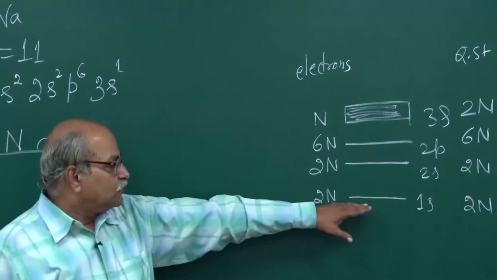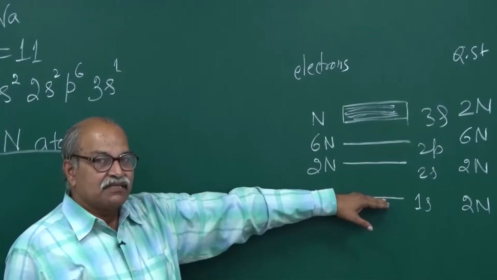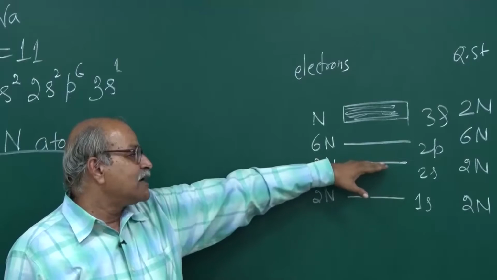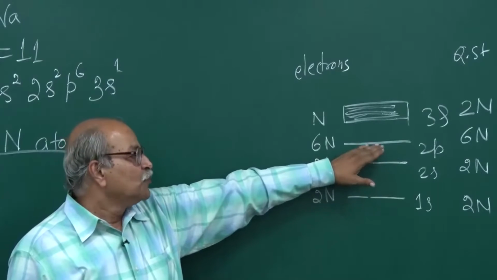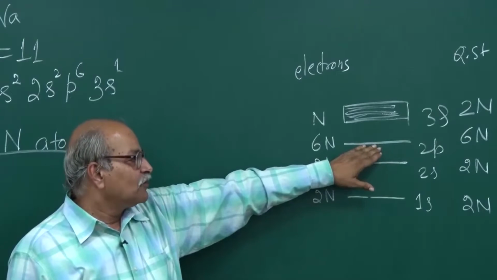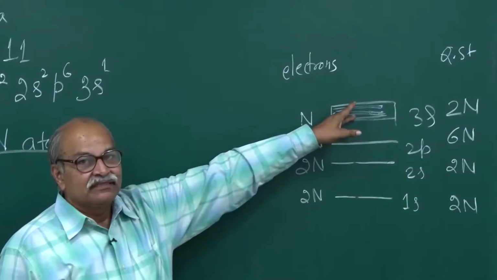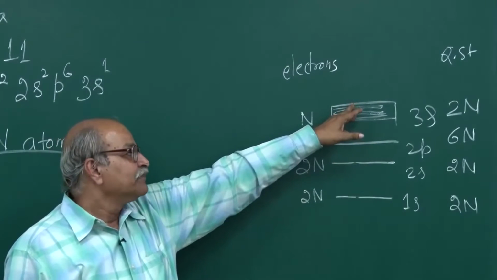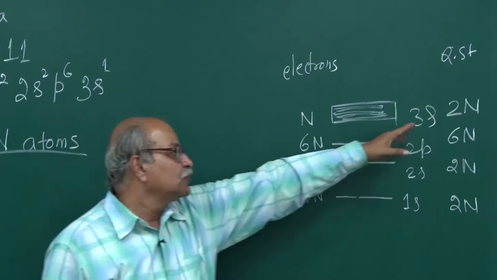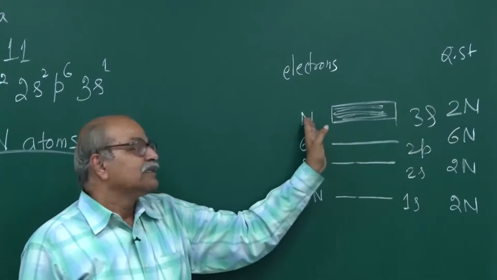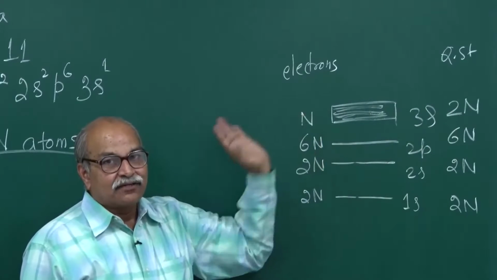So this 1s band is completely filled, 2s band is completely filled, 2p band is completely filled, all quantum states are having electrons. But this 3s is not completely filled, it is half filled. There are 2n quantum states, but only n electrons.